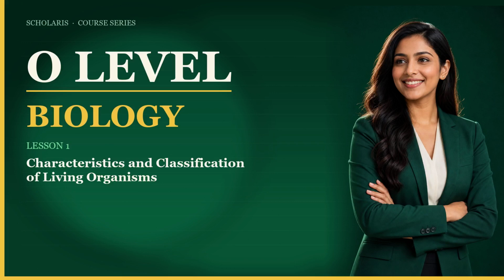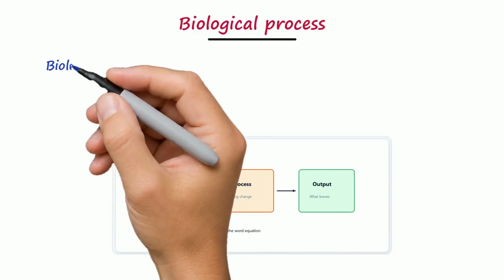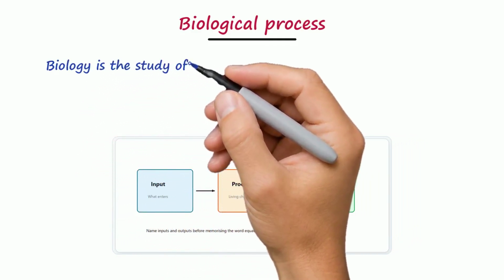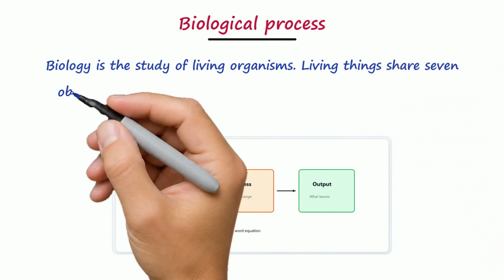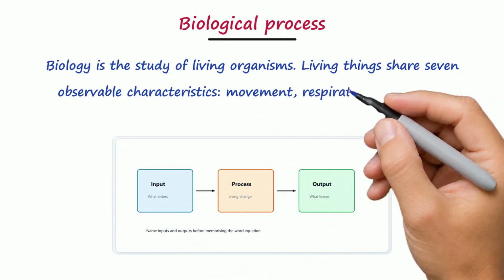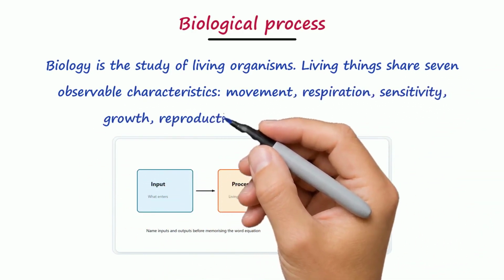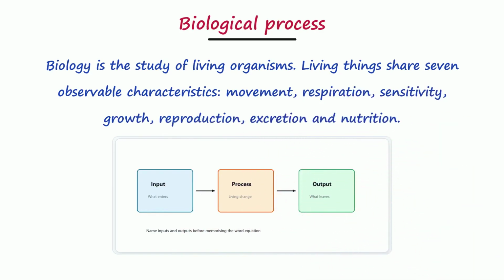Today in O-Level Biology, Lesson 1, Characteristics and Classification of Living Organisms. Biology is the study of living organisms. Living things share 7 observable characteristics: movement, respiration, sensitivity, growth, reproduction, excretion, and nutrition.